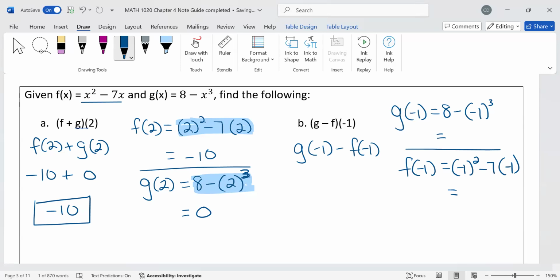So that is going to give me plus, that's going to give me 9. That's going to give me 8. So g of negative 1 is 9. f of negative 1 is 8. 9 minus 8 gives me 1.